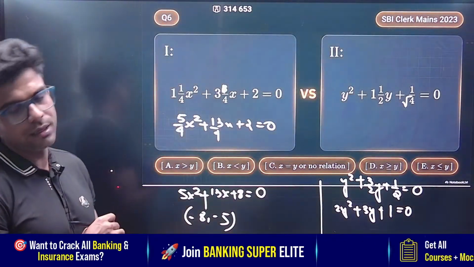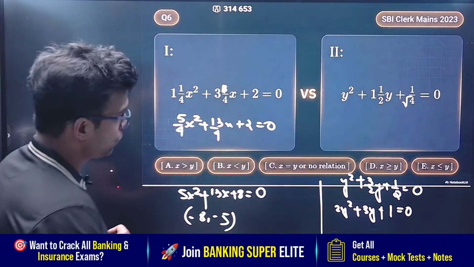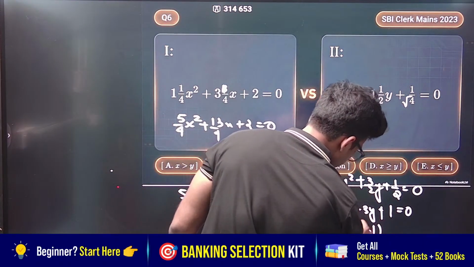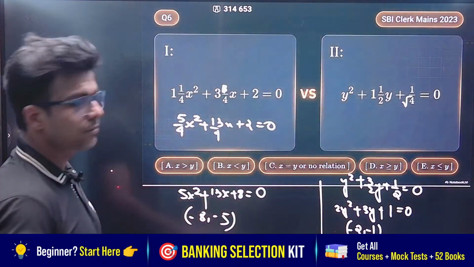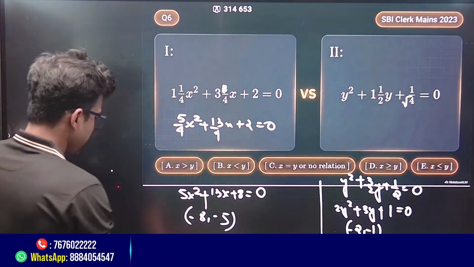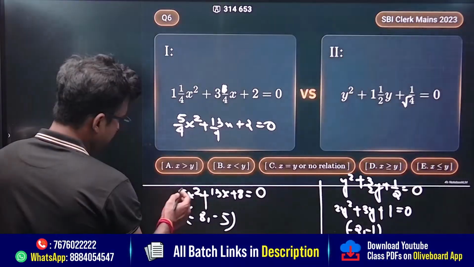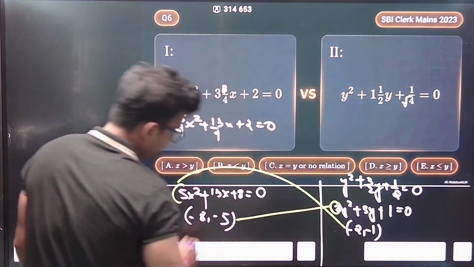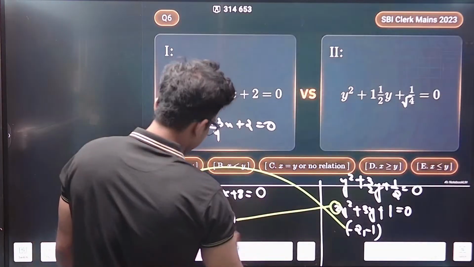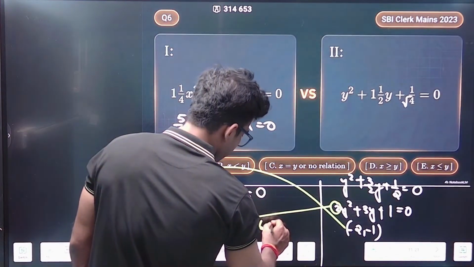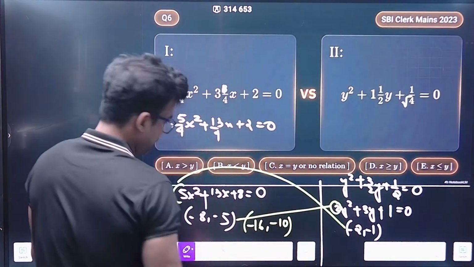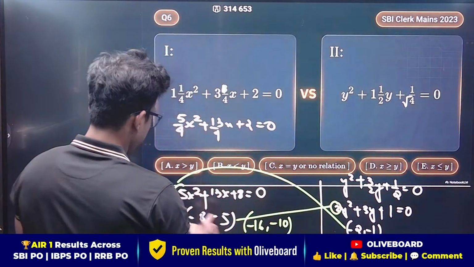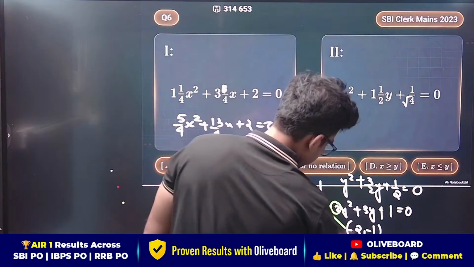Now 2 becoming, so the roots would be minus 2 and minus 1. Okay. Now just cross multiply. The coefficient of x square will get multiplied with this one, and y square will get multiplied with this one. So this becomes 6 minus 16 and minus of 10, and this will become minus of 10, minus of 10 and minus of 5.